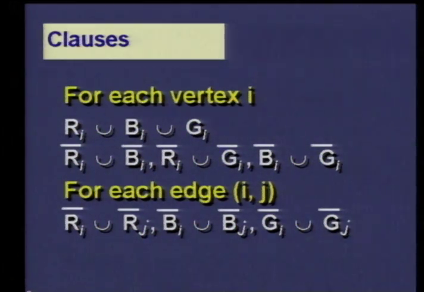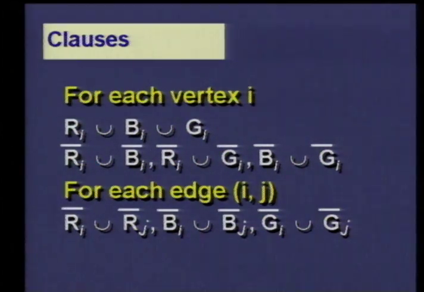The next trio of clauses associated with a given vertex i assert that the vertex doesn't receive two distinct colors. For example, the clause not r sub i or not b sub i asserts that either the ith vertex does not receive the color red or it does not receive the color blue. In other words, it's not both red and blue. And similarly, the next two clauses assert that it's not both red and green, and that it's not both blue and green.